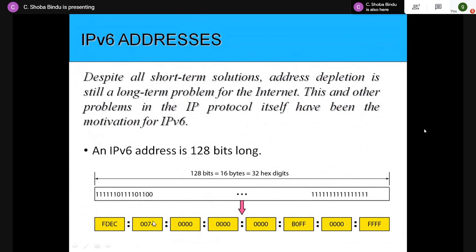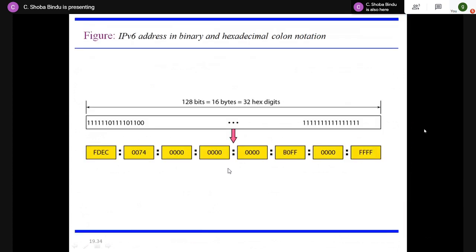This is the hexadecimal representation of IP version 6 128-bit addresses. Here you can see that there are many zeros. Is it necessary that all these 4 zeros have to be represented? That can be reduced here.